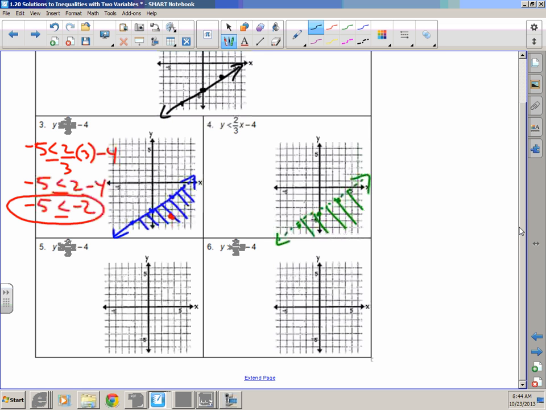Let's go to the next example. Once again, same 3 coordinates I'm going to start with.